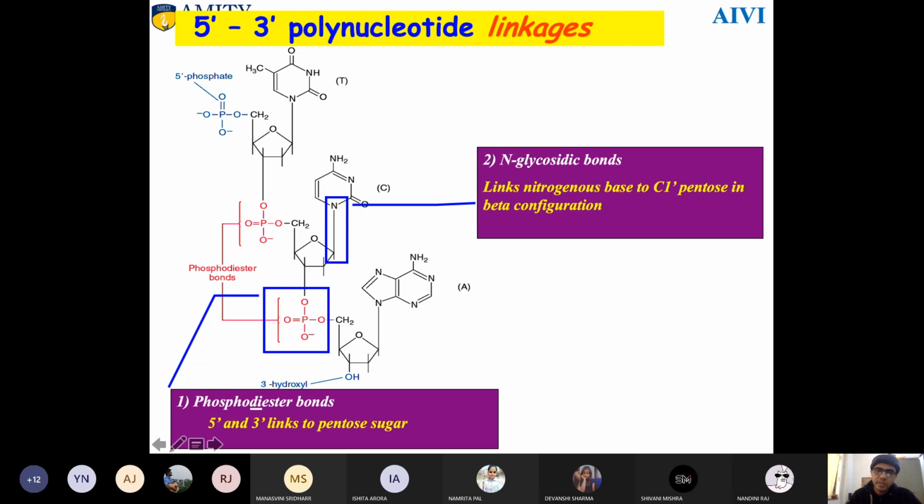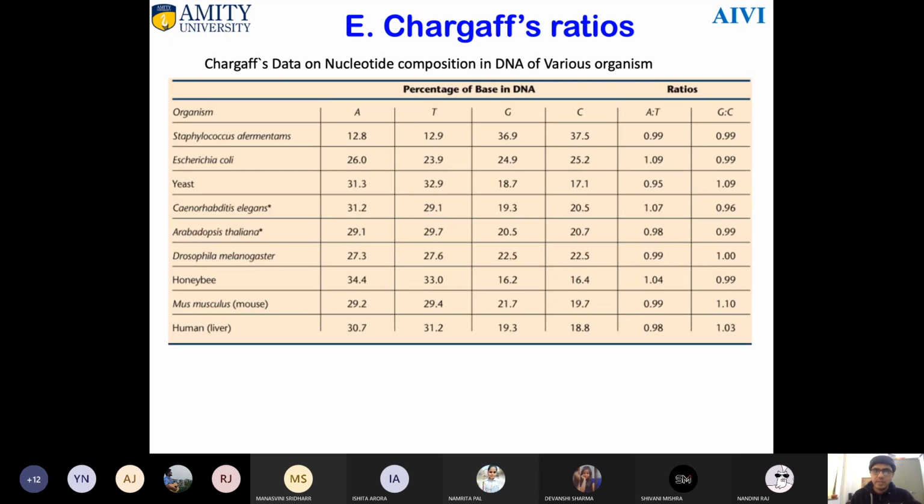So in the name phosphodiester, phosphate is going to be there, and diester formation is there. And in N-glycosidic, N means nitrogen is going to be there, and glycosidic means sugar is going to be involved. Nitrogen is linking with the sugar. Okay, so this is the thing.